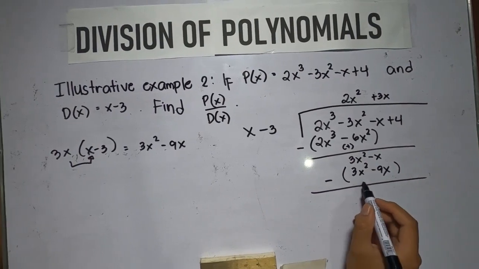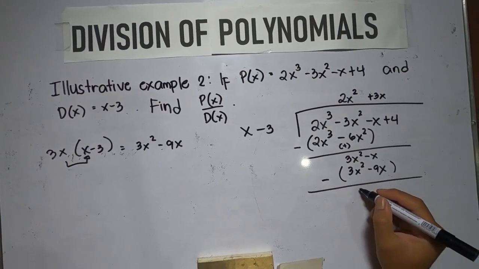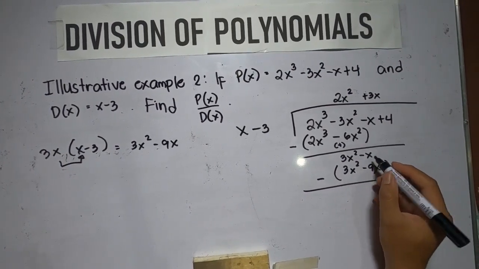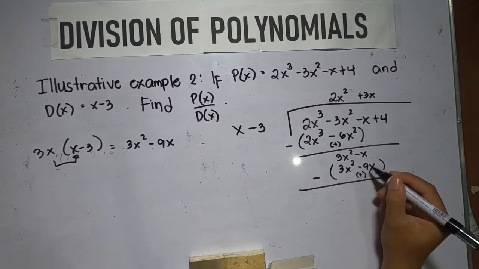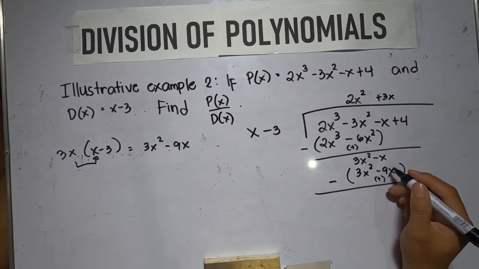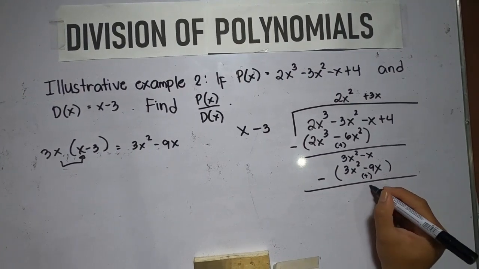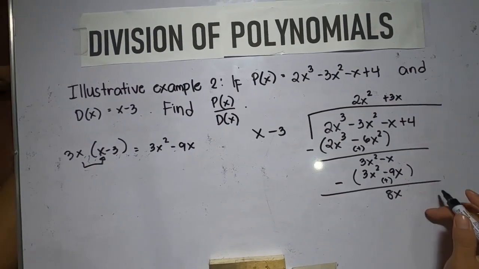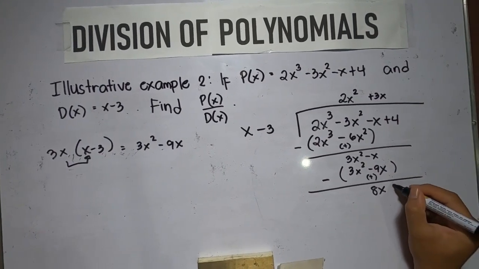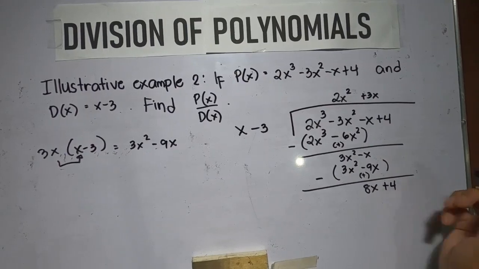3x squared minus 3x squared is 0x squared. Negative x minus negative 9x, this will become positive. Negative x plus 9x is 8x. Then bring down positive 4. That will become 8x plus 4.